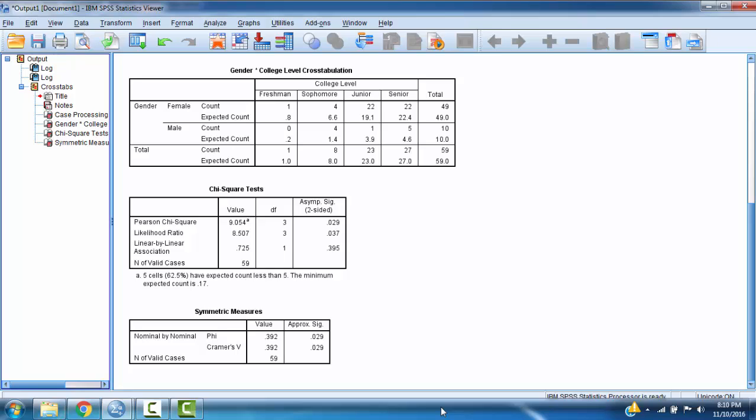However, there's a problem with this chi-square. If we look at this number, 62.5%, must be 20% or lower. Otherwise, if it's higher than 20%, it invalidates the chi-square. The reason is because you can't have this many empty cells. So while this suggests significance, we don't have enough males in our study to really do a valid comparison between males and females on the year of college.